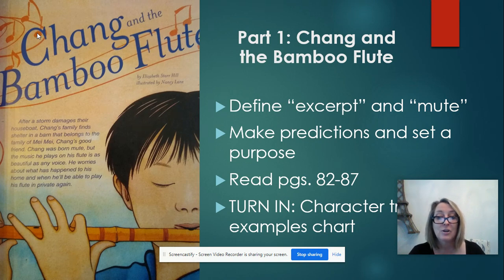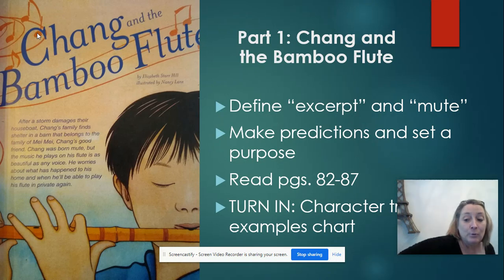So there's a little bit about what you're going to learn more of. Before I share a little bit more about what you're going to be doing this week, let's talk about some definitions. What you're reading this week of Chang and the Bamboo Flute is only an excerpt. It is not the entire book.